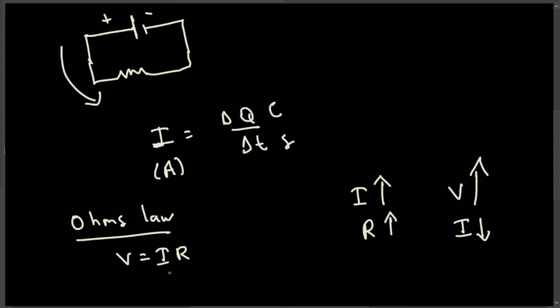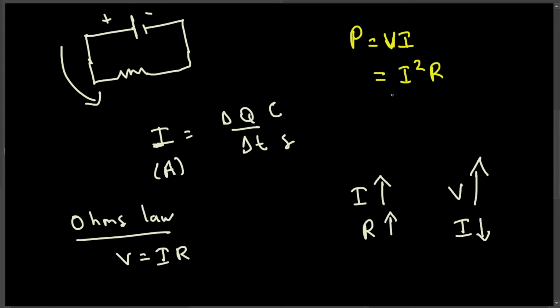And from this equation, we can derive some more equations. We have another equation, that is power is equal to VI. Using this equation, I can write the power in 3 different ways. If I plug IR for this V, this is going to become I squared R. So that's one of the equations.